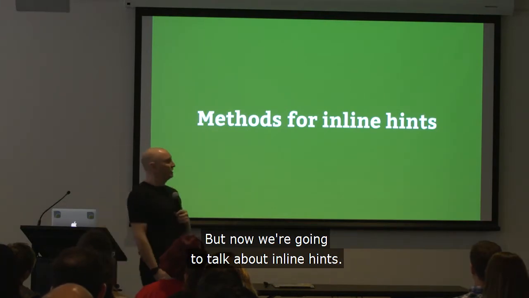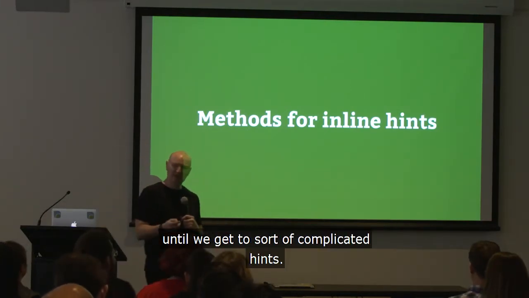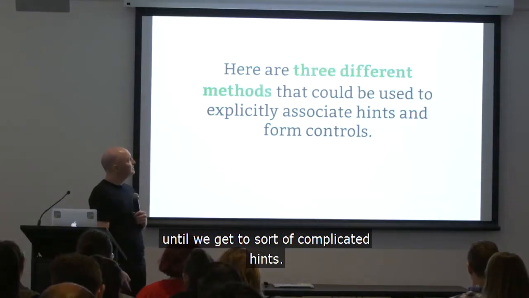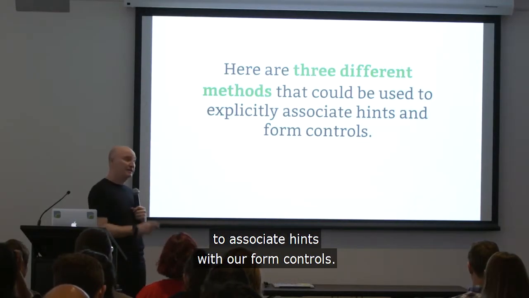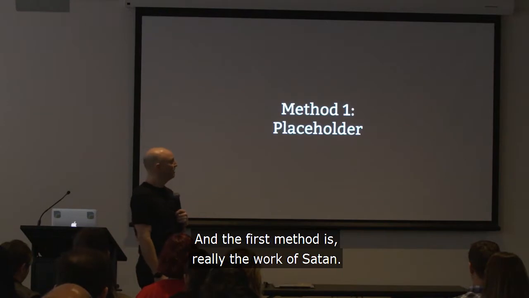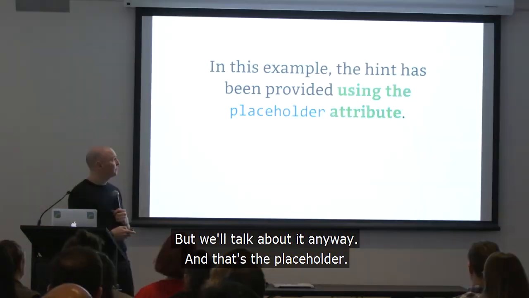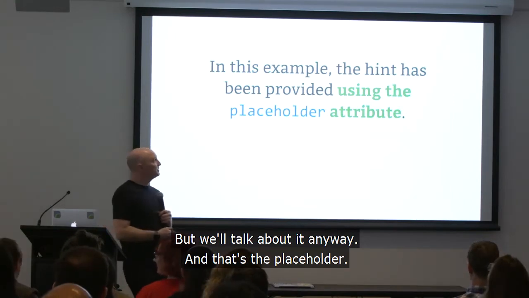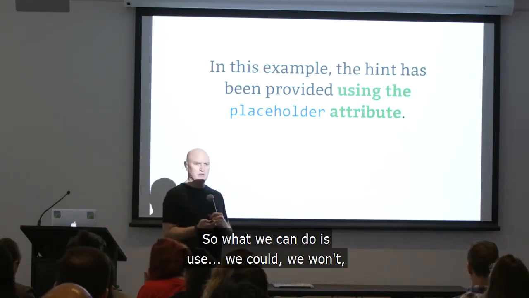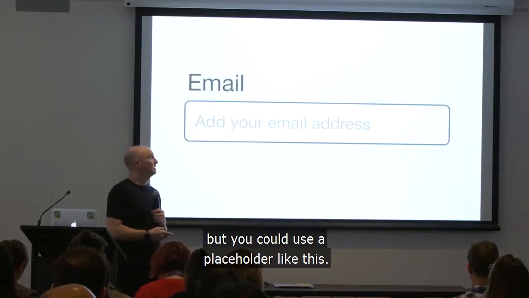But now we're going to talk about inline hints. A lot of this stuff is going to be similar until we get to more complicated hints. There are 3 different methods we can use to associate hints with our form controls. The first method is really the work of Satan, but we'll talk about it anyway. And that's the placeholder. We won't, but you could use the placeholder like this.